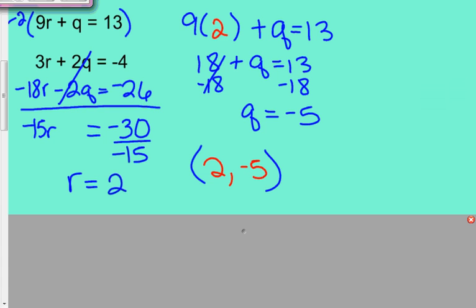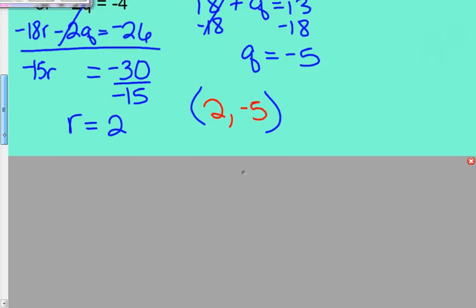And I think in the last video I told you to list your variables alphabetically if it's not x and y, but actually you list it in the order in which it gives you in the equation. And they list R first, then Q. So you'll put R first, then Q. And that's how you list your answer. All right, let's go to another example.